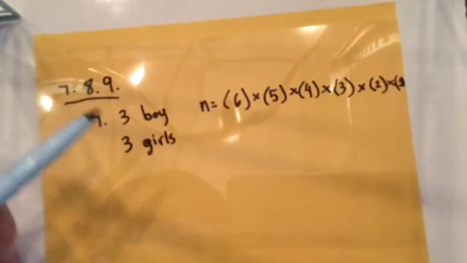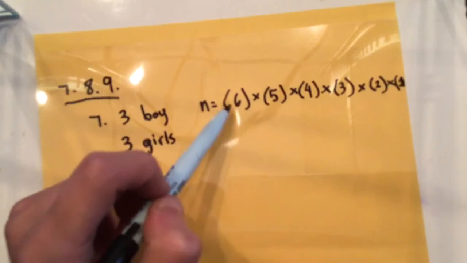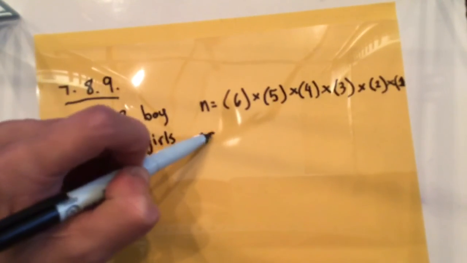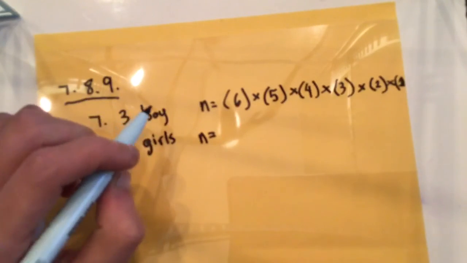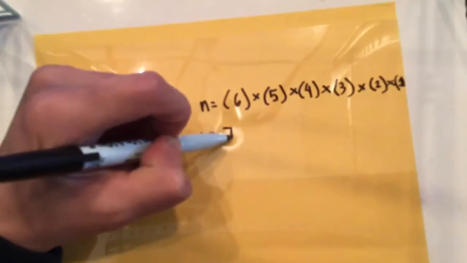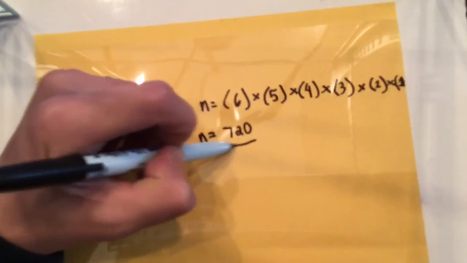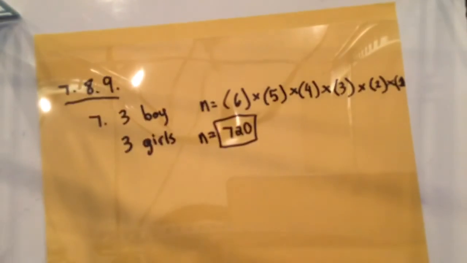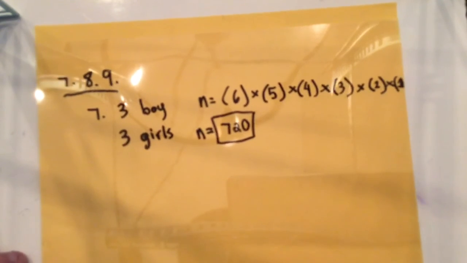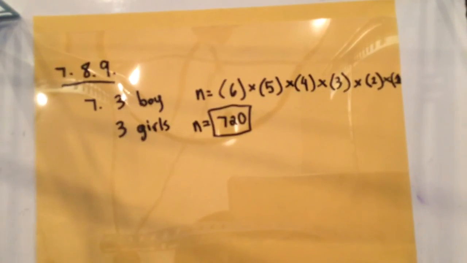Sorry, I ran out of space a little bit there. So we got 6 times 5 times 4 times 3 times 2 times 1, which gives us a total of 720 total arrangements that we can make with these 3 boys and 3 girls if there's no restriction on the order that we have to put them in. So that is number 7.